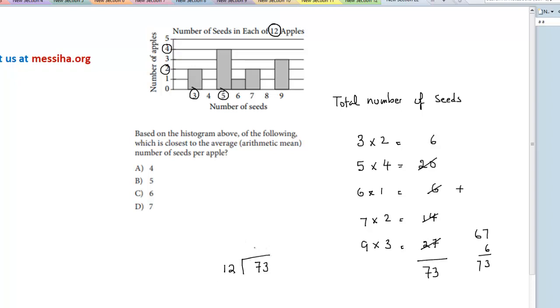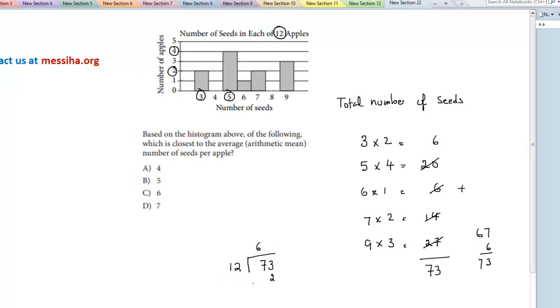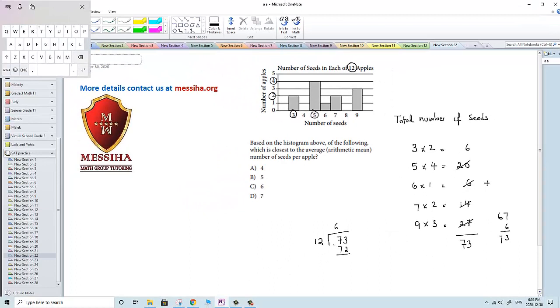So here I can see right away it's going to be 6. 6 times 2 equals 12. I have 1. 6 times 1, 6, and 1, 7. That means 6 something. Okay, that means the best answer here is going to be 6, because it's saying closest to the average. So it's not exactly 6, it's 6 point something. So you can see here 6 is the right answer. Next question.